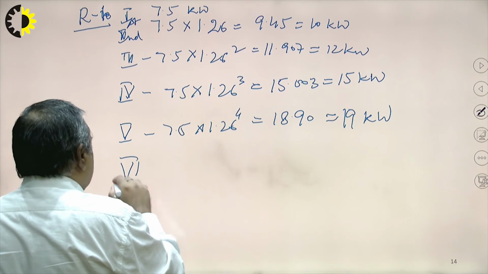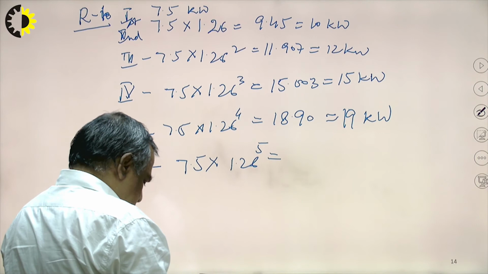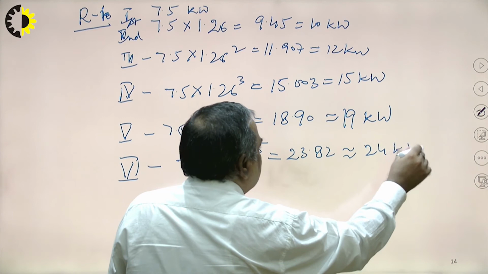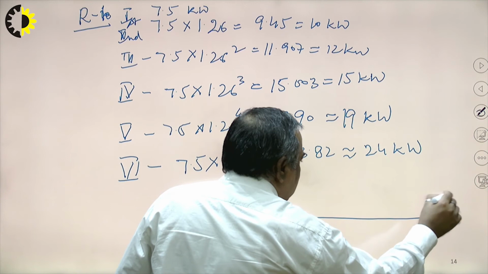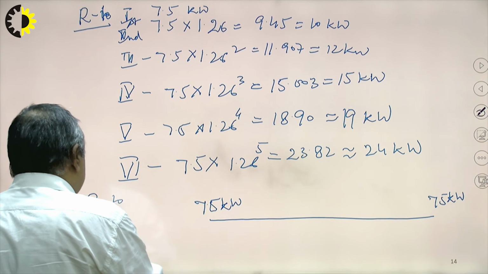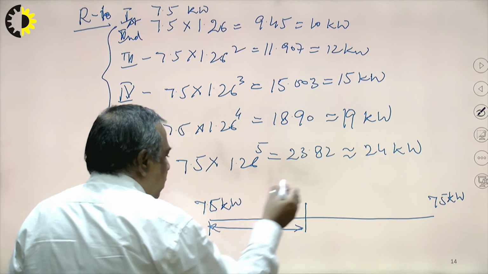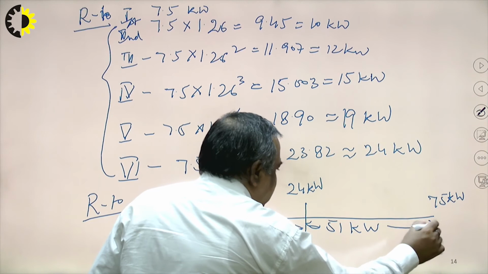Sixth, only 6 you need to calculate, 7.5 multiplied by 1.26, sixth component or sixth model, it will be 23.82, 24 kilowatt. So our range is 7.5 kilowatt and we have to cover up to 75 kilowatt. If I am using R10 and you are asked to generate only 6, then you could satisfy only this much population, 24 kilowatt, where the requirement of the population maximum is 75 kilowatt. So this 51 kilowatt remains unfulfilled. What in that case you can do?